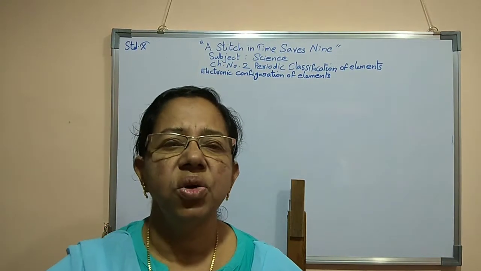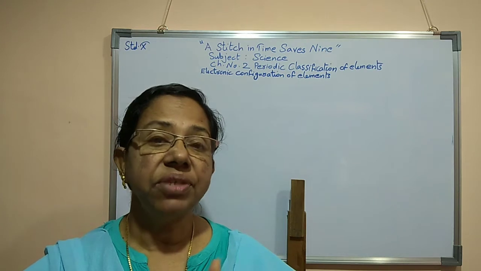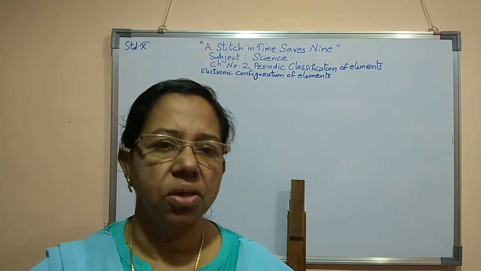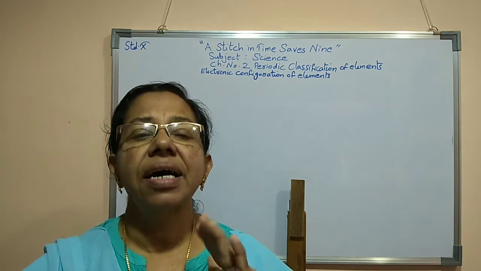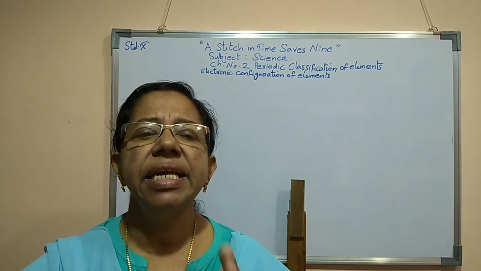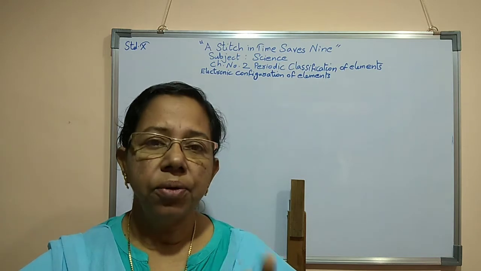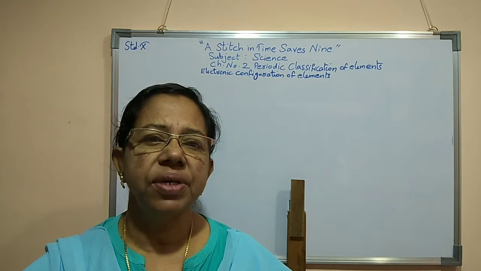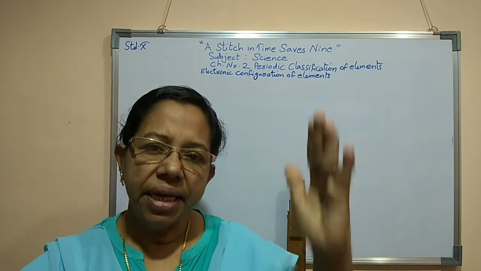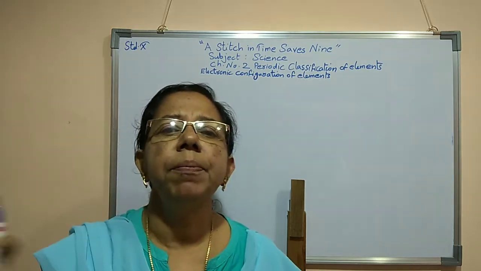Study the electronic configuration of different elements. First we will study what is meant by electronic configuration. Electronic configuration means arrangement of electrons in each and every orbit. Now we are going to study electronic configuration of different elements in different groups as well as different periods.